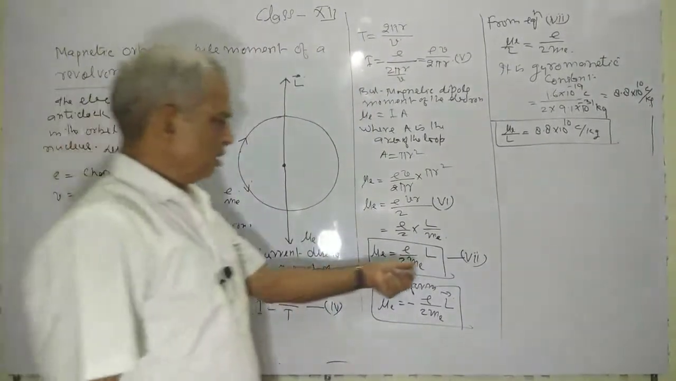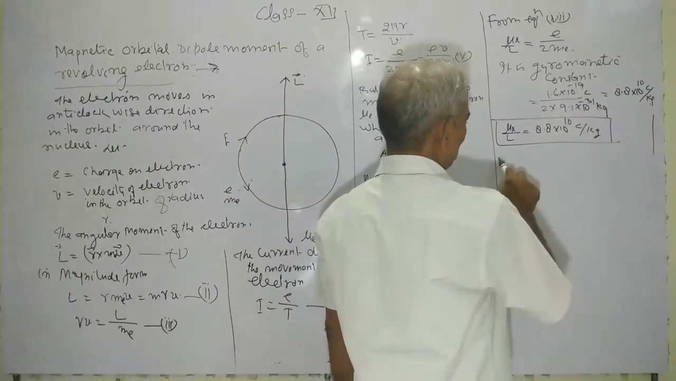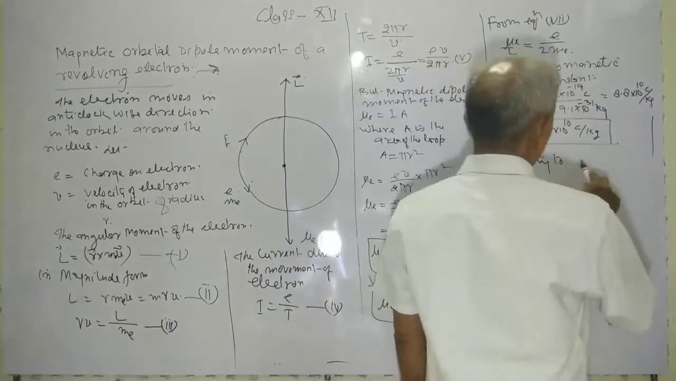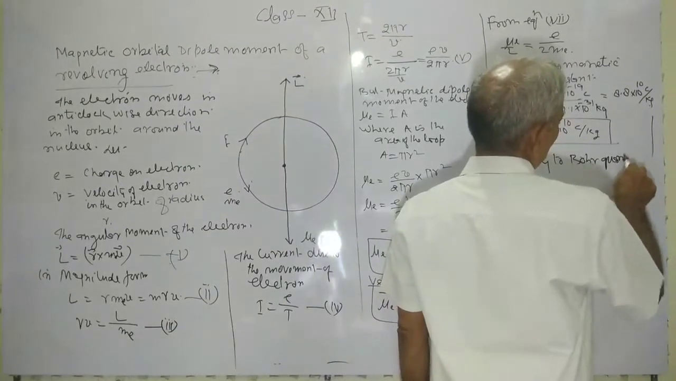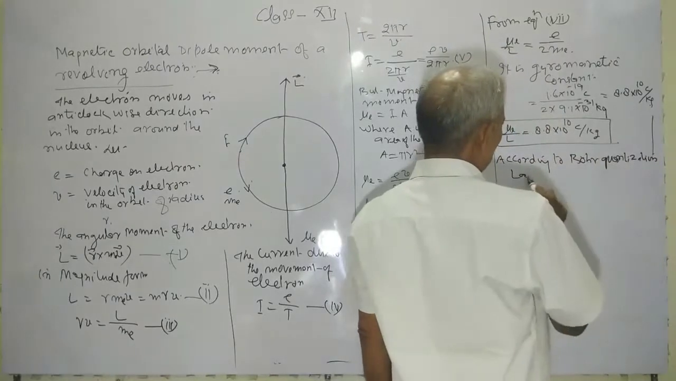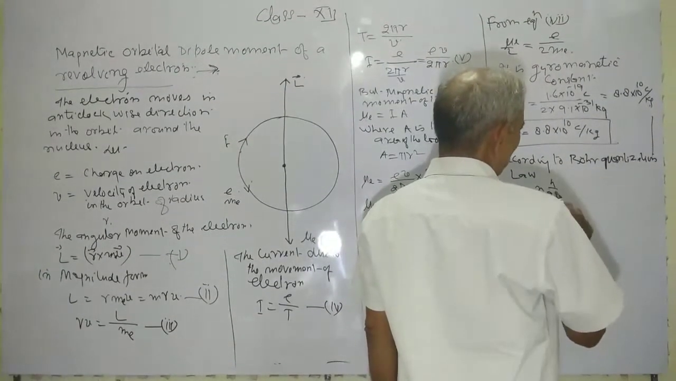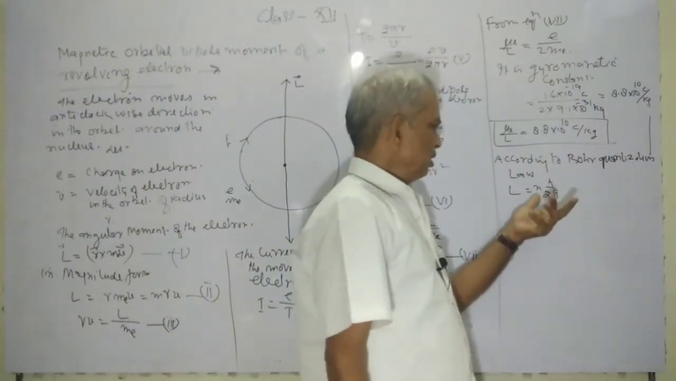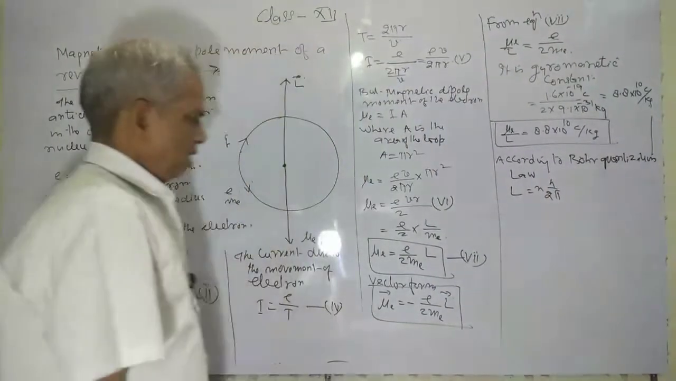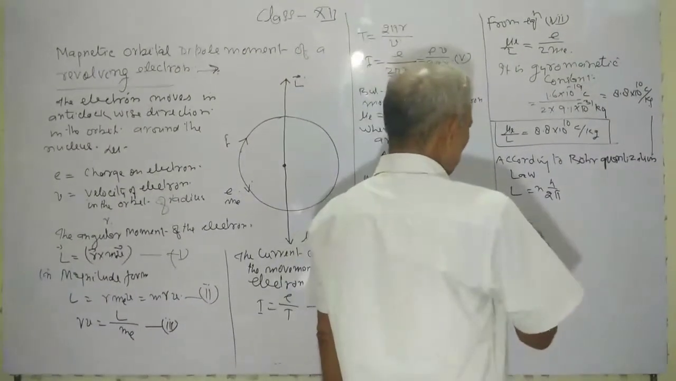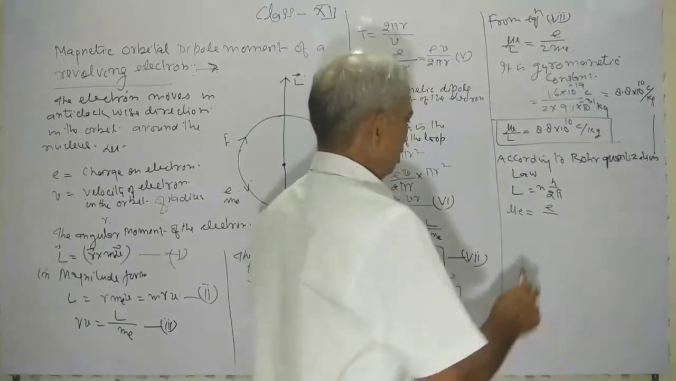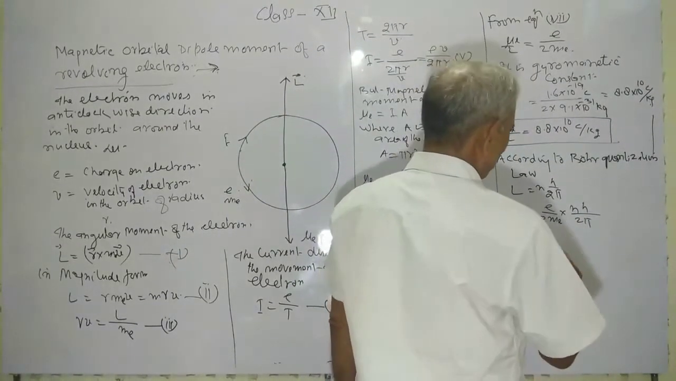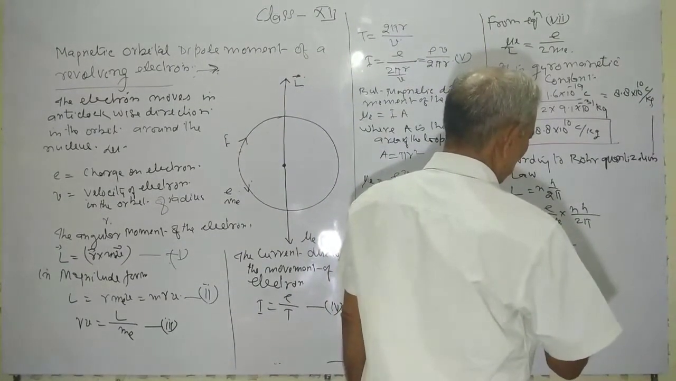Again, from equation 7, according to Bohr's quantization law, L equal to n h upon 2 pi. Electrons can move only on those orbits in which the angular momentum is an integral multiple of h upon 2 pi. Then put this value here: mu_e equal to e upon 2 m_e into n h upon 2 pi, or we can write it as n e h upon 4 pi m_e.